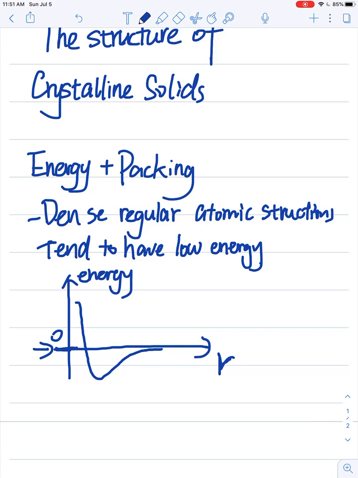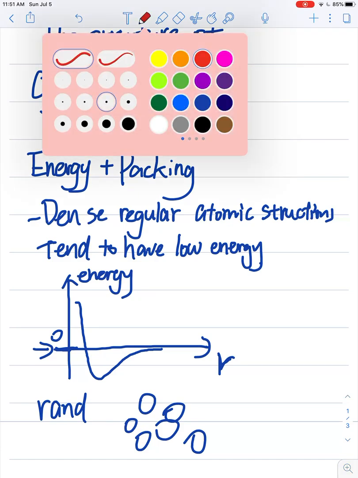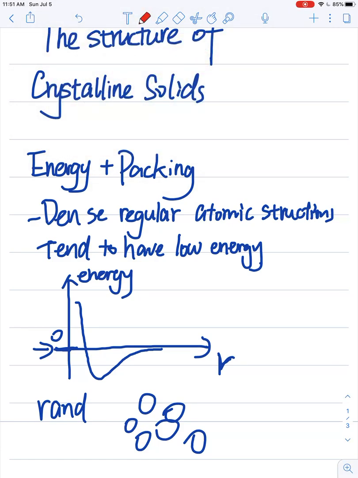And when we pack atoms to form solids, if we have a random atomic structure, that will give us a little bit higher packing energy. Let's say if we have this random atomic structure, the energy is somewhere around here. That's the packing energy.